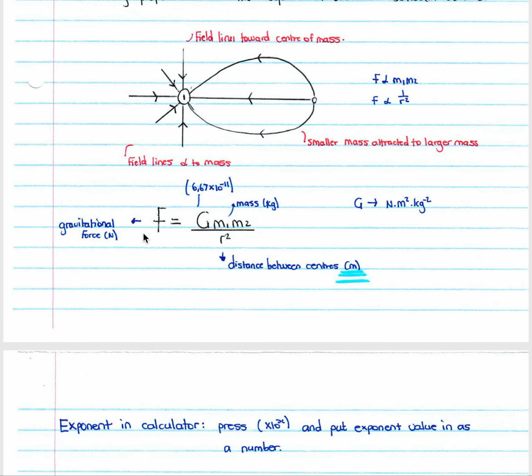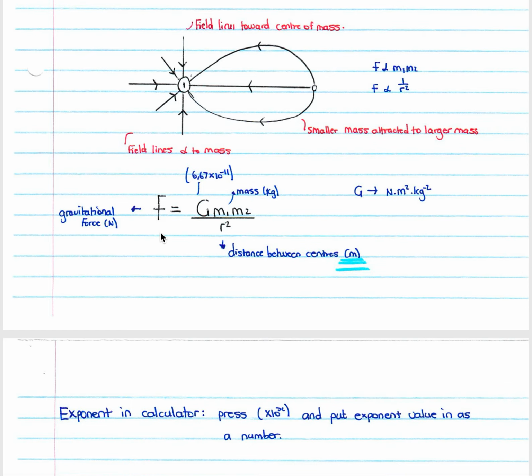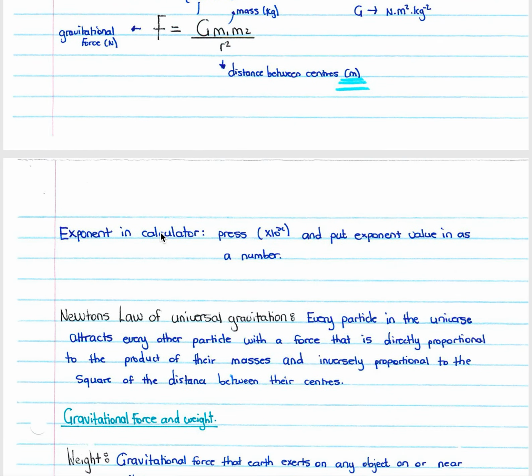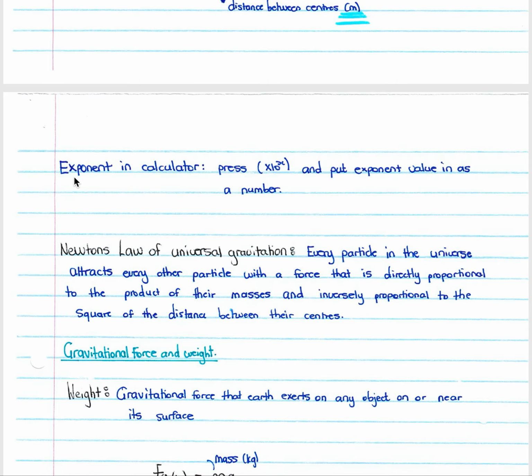Just a point with the formula: you must always remember to put your values in the right units. Your mass must always be in kilograms and your distance must always be in meters. Often they'll give you a mass in grams or a distance in kilometers, and you must always convert before you put it into the formula. When you're dealing with these numbers, there are often large exponents, so it's easiest to use the exponent button on your calculator. You simply press times 10 to the x and put your exponent in as a number, not as an exponent.